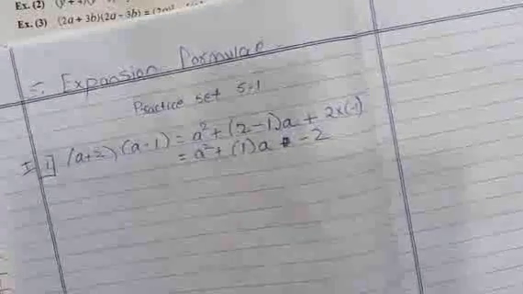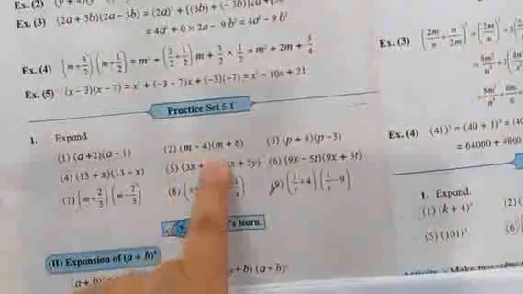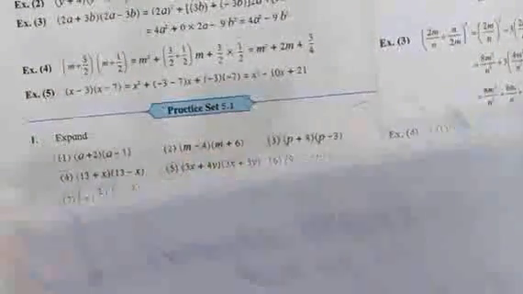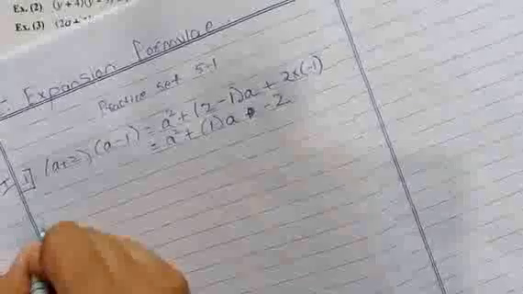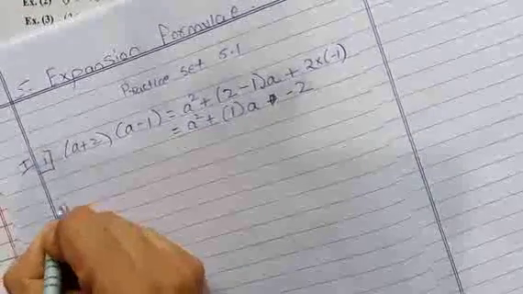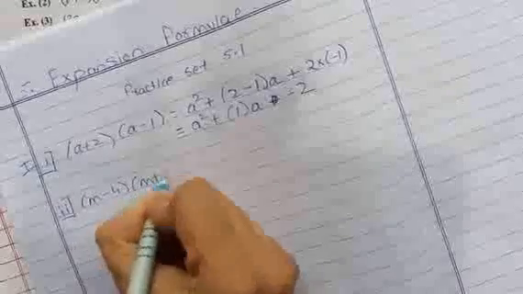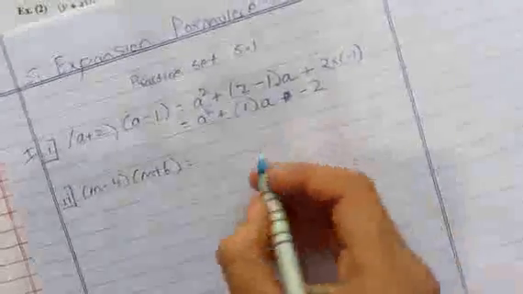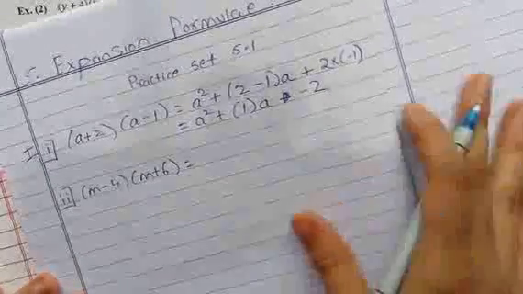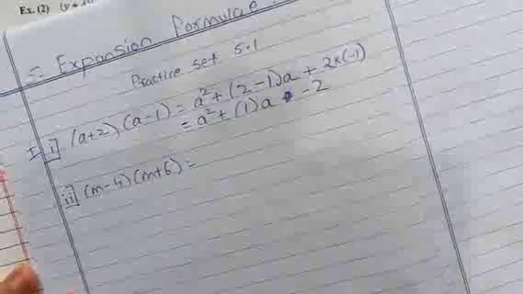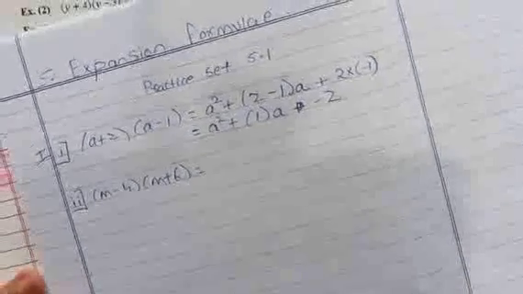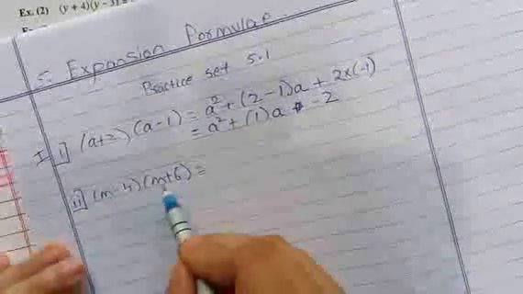One more sum we will be solving. Okay, students, so the second sum is (m minus 4) and (m plus 6). There is one more method by which we can solve this, but before that, I am following the method that is there in your textbook.